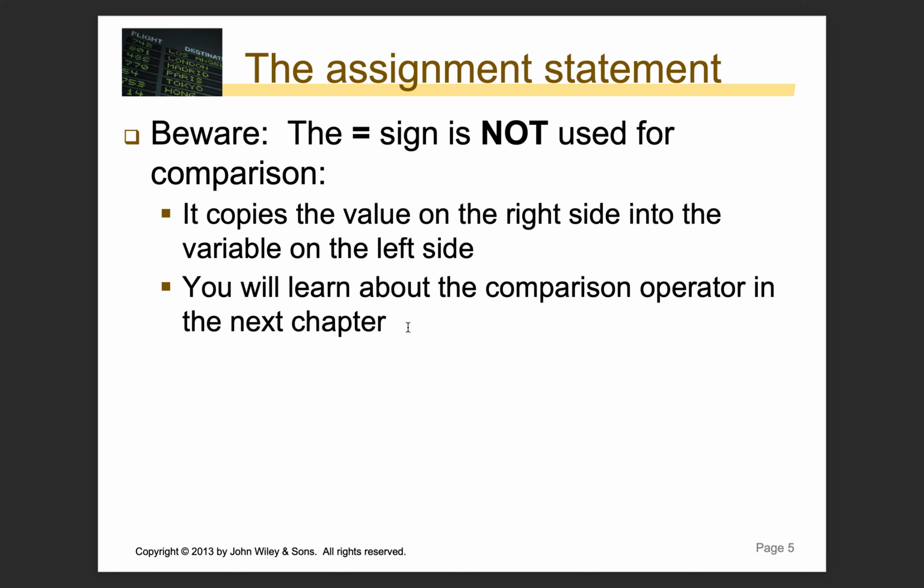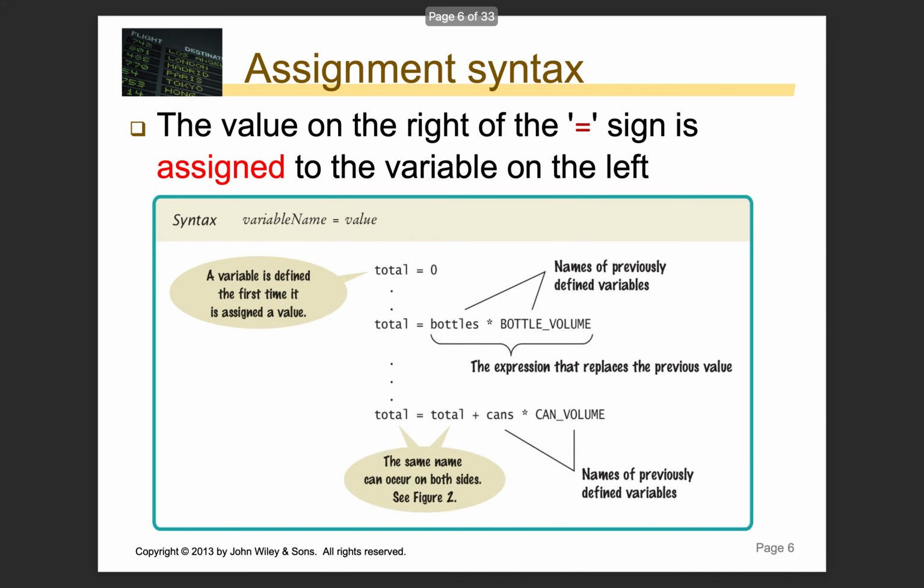It's important to note here that a single equal sign is not being used for comparison. A single equal sign is being used for assignment. It copies the value on the right-hand side of the equal sign into the variable, which is on the left-hand side. We're going to learn more about the comparison operator in the next chapter. The comparison operator is a double equals sign. Okay, so the value on the right of the equal sign is assigned to the variable on the left.